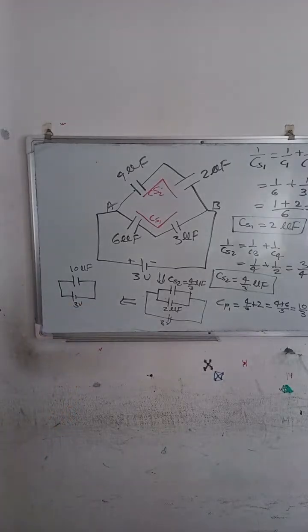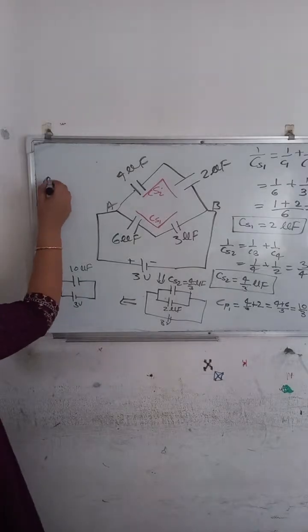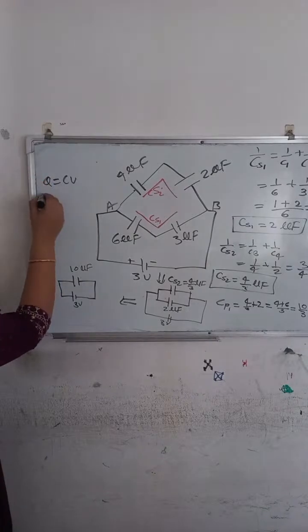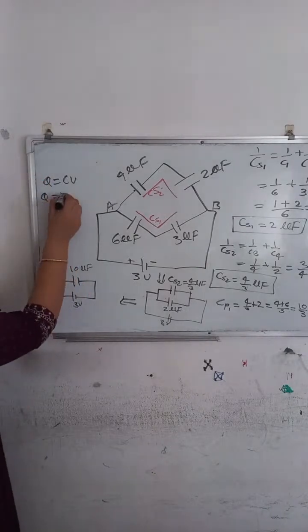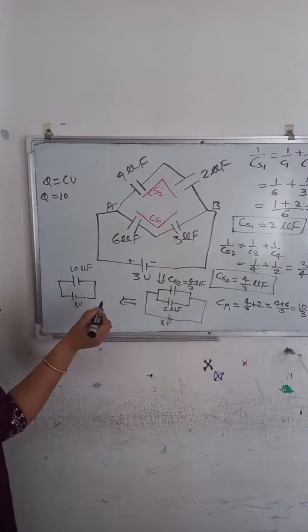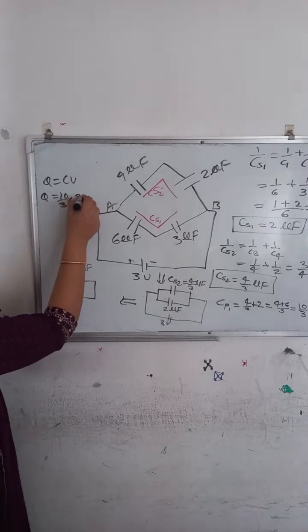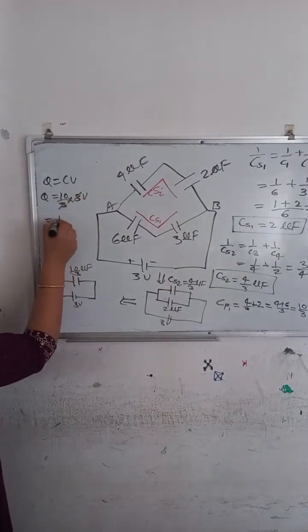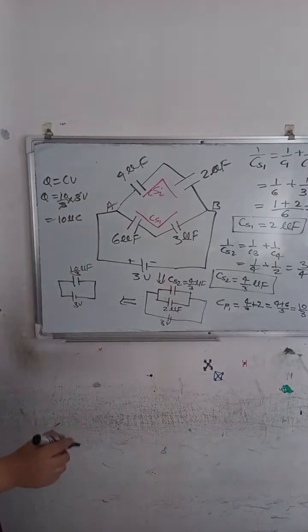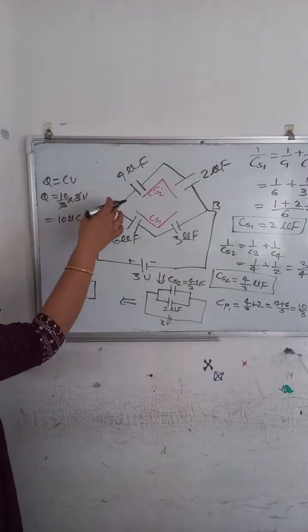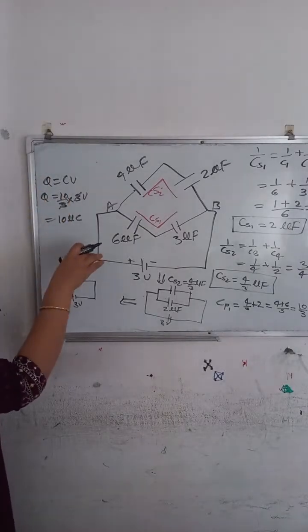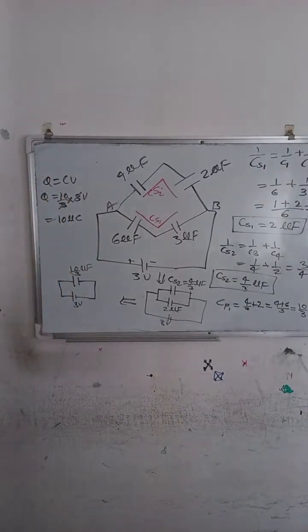We know that C is equal to Q by V, or charge Q is equal to C into V. So Q is the equivalent capacitance 10 by 3 microfarad into voltage 3 volt. The 3 gets cancelled, so 10 into 10 raised to minus 6 coulomb, because microfarad is 10 raised to minus 6. That is 10 microcoulomb, which is the answer.